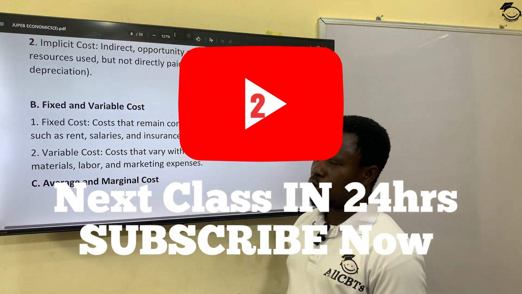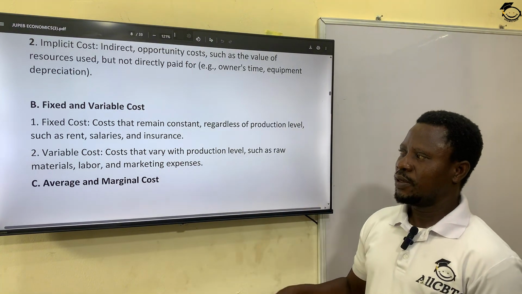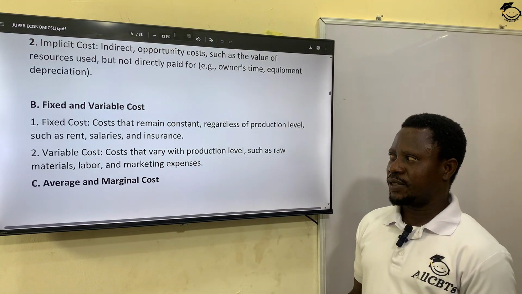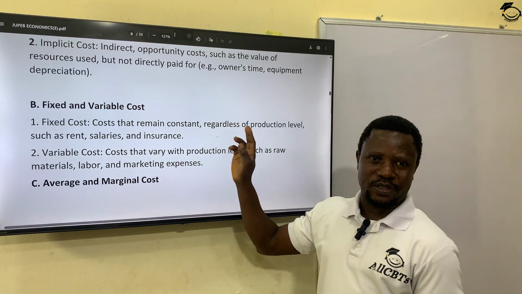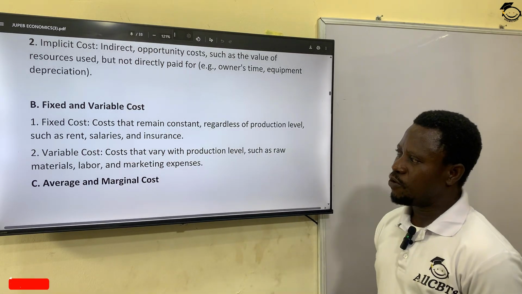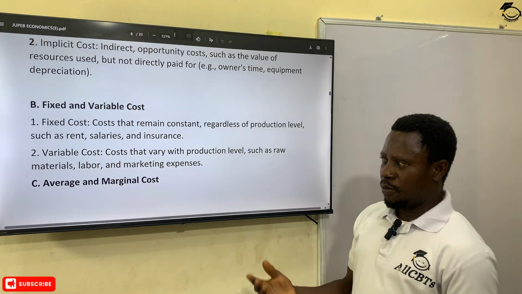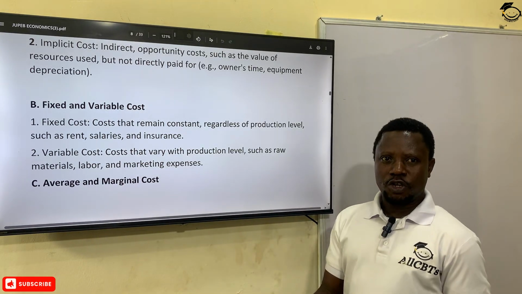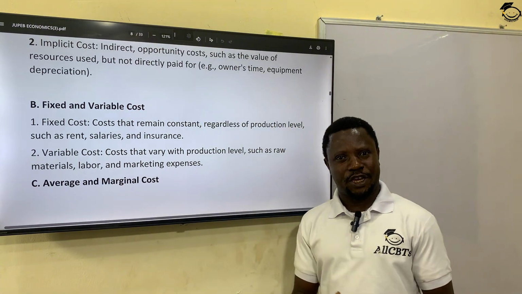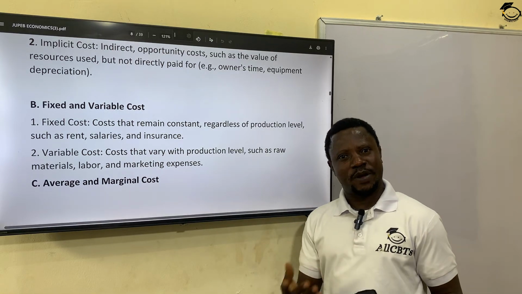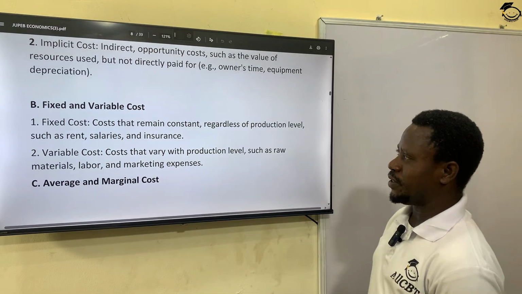Then we have fixed and variable costs. Fixed costs, costs that remain constant regardless of production level: rent, salary, insurance, at least in the short run. In the short run, these costs are fixed. Okay? Then we'll go to the next one, variable costs. Costs that vary with production level, like raw materials, like labor, like marketing. The more you produce, of course, we're expecting more expenses incurred in the cost of production as regards the raw materials being bought or the labor engaged, as well as the expenses of marketing.